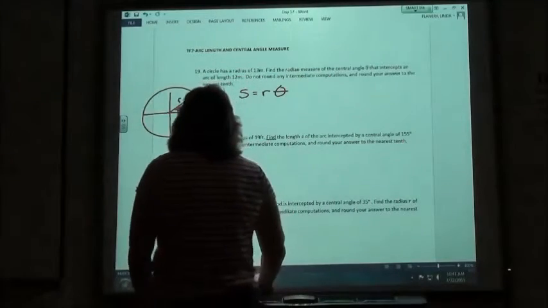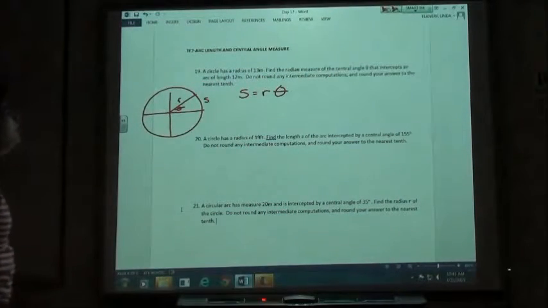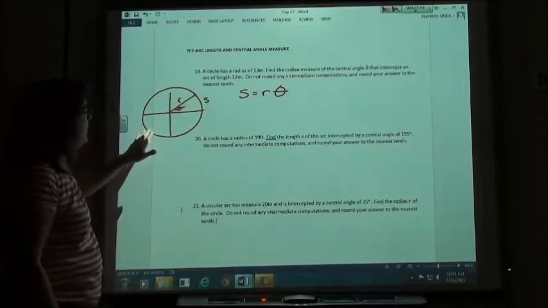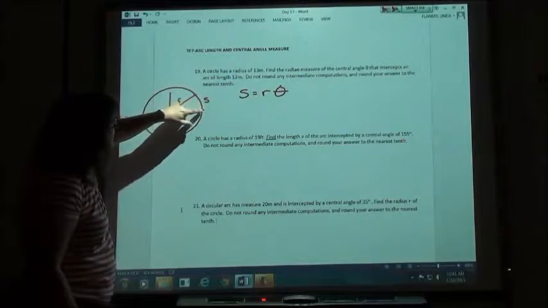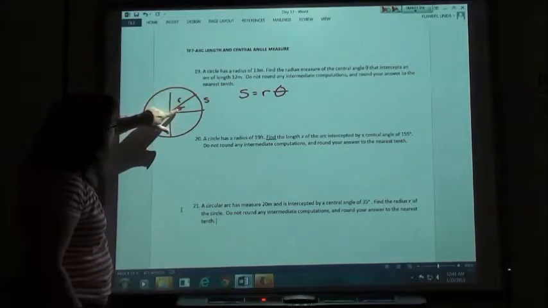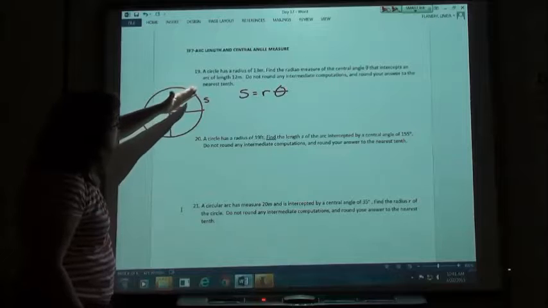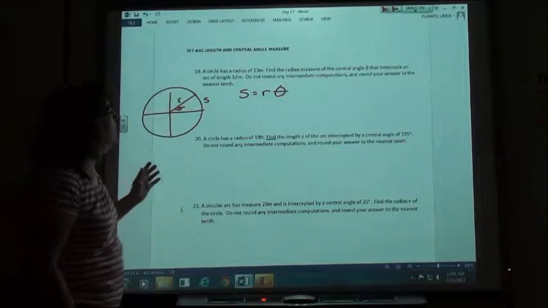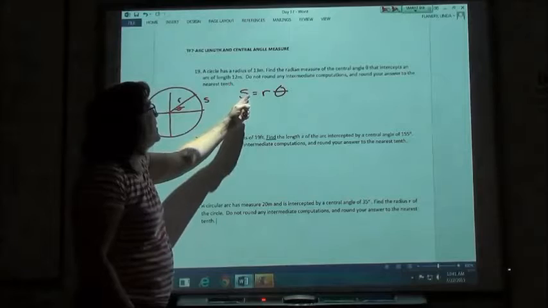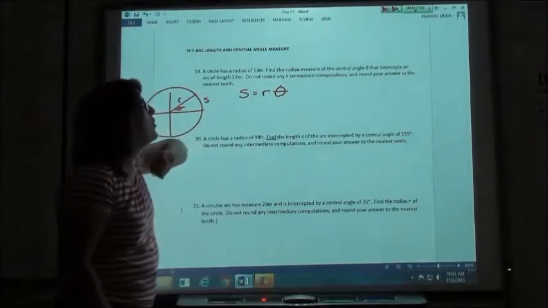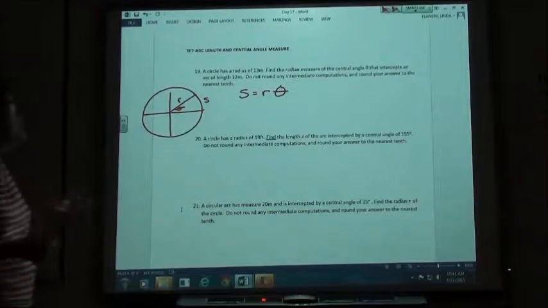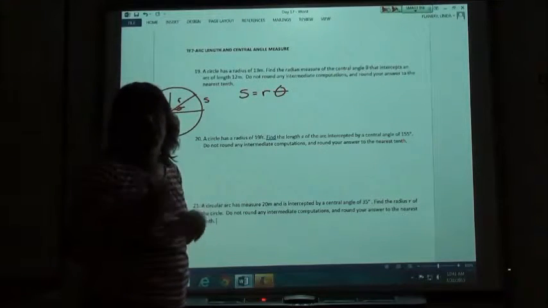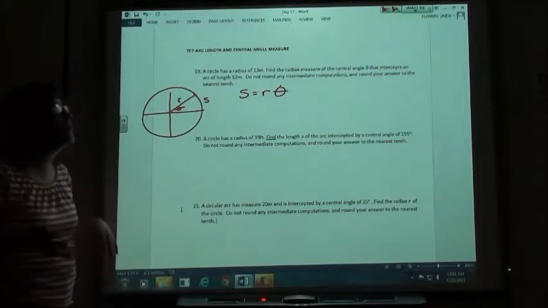So, on the next ones, 19, 20, and 21, we're talking about arc length and central angle measure. If I have my circle, the arc length S is the length of this arc that's intercepted by the angle. This is a central angle, they call that theta, if there's a certain radius in there. The formula says that the arc length is equal to the radius times the central angle. The central angle has to be in radians, so if it's in degrees, we'd have to change it to radians.